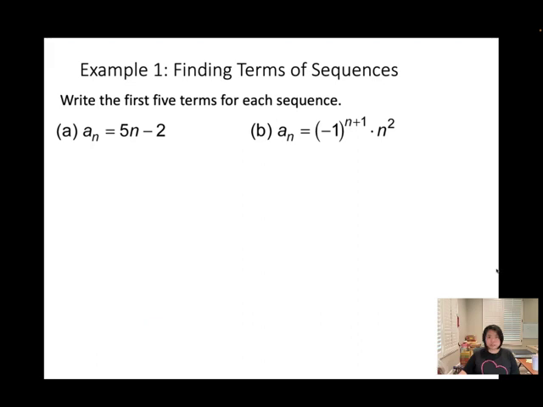Okay, example 1, finding terms of the sequence. Write the first 5 terms for each sequence. So you're going to plug in n equal to 1. So you have 5 times 1 minus 2, which is going to be equal to 3. a2, plug it in, 5 times 2, which is 10, minus 2, that will be 8. So a2 equal to 8. I want you to try to plug it in and find out the first 5 terms.